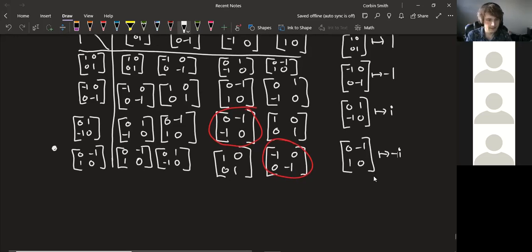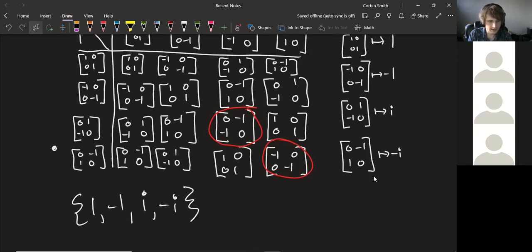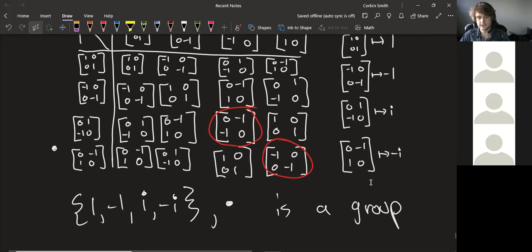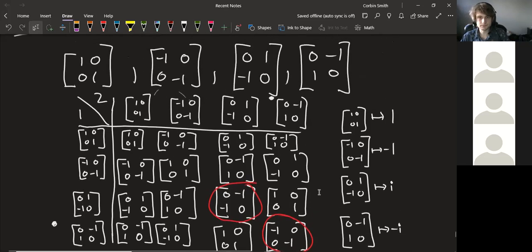And so clearly the set 1, -1, I, and -I is a group under multiplication, right? Because we have inverses, we have associativity, we have the identity element, we have closure. These are actually the same group. These matrices are very special.